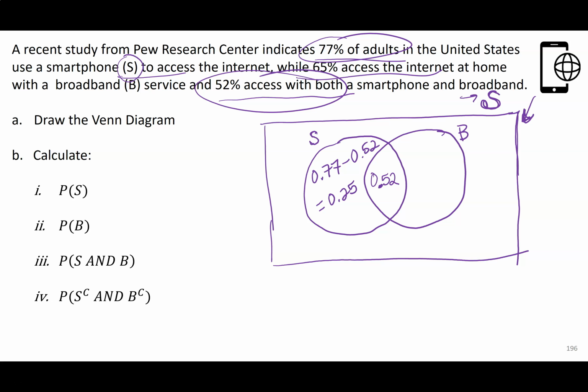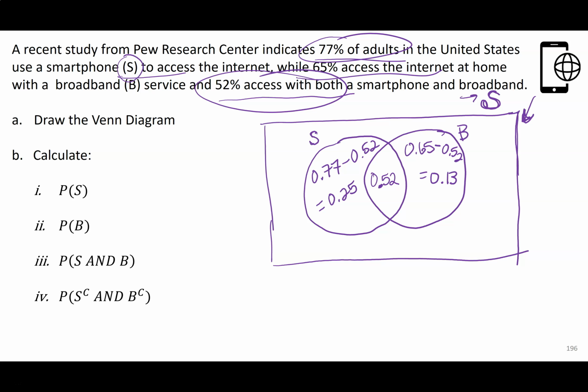And then looking at broadband, so 65% in this entire thing. But like I said, you don't want to just have 65 here. Even if you just add those two, you know it'll go over 1. So minus 0.52. So I'll get 0.13. So 13% of U.S. adults have broadband, but they don't have a smartphone.